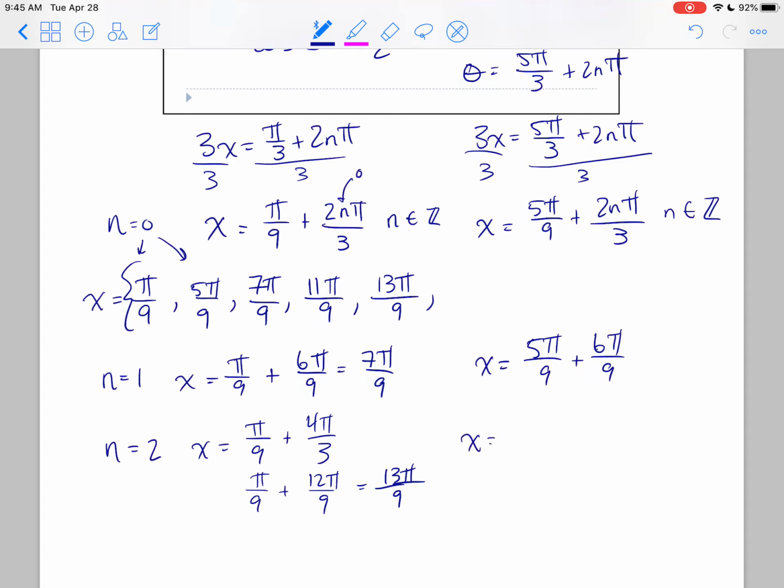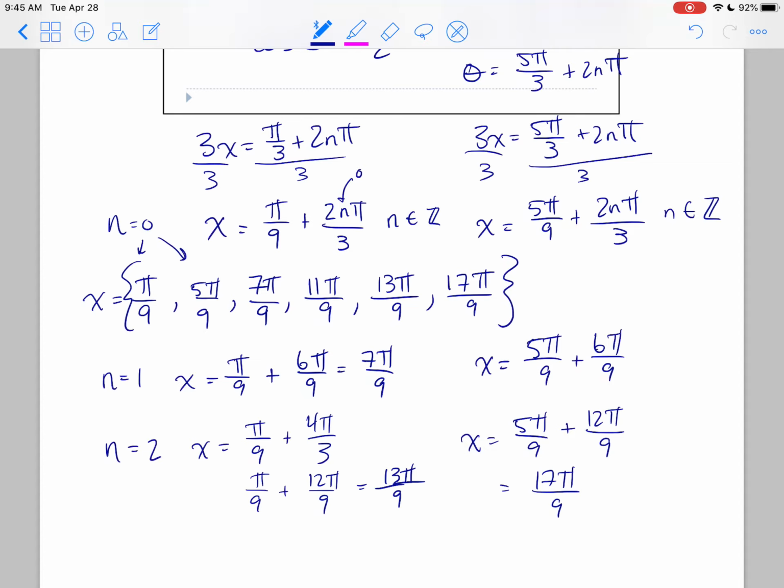Let's try it over here. x equals 5 pi over 9 plus 12 pi over 9. That's that 4 pi over 3 again. And that gives me 17 pi over 9. 17 pi over 9 is pi over 9 short of 2 pi. So that is still smaller than 2 pi.